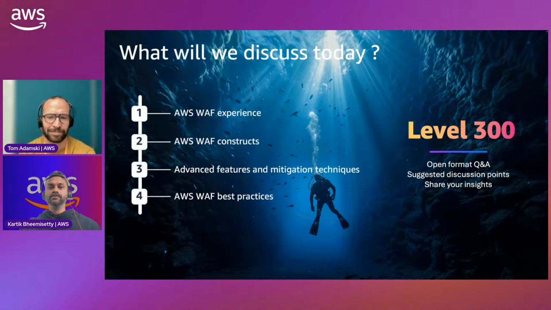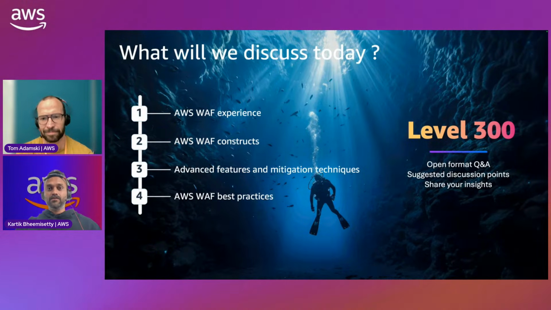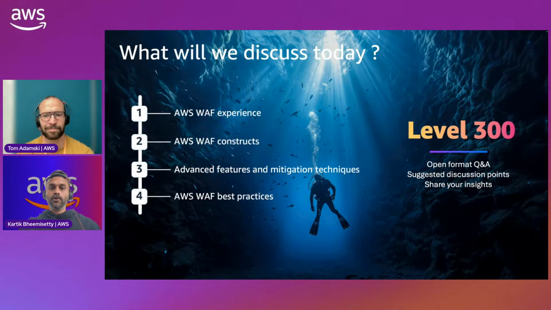What are the options? Different options, probably a small demo on our new console experience, and then we'll go deeper into advanced features and mitigation techniques with AWS WAF. That's the most important thing. There's a lot of DDoS happening around the world, a lot of bot activities. How do you protect your applications with AWS WAF? And then finally, we'll close out with some of the WAF best practices. We'll also share some reference links for you to follow up upon.